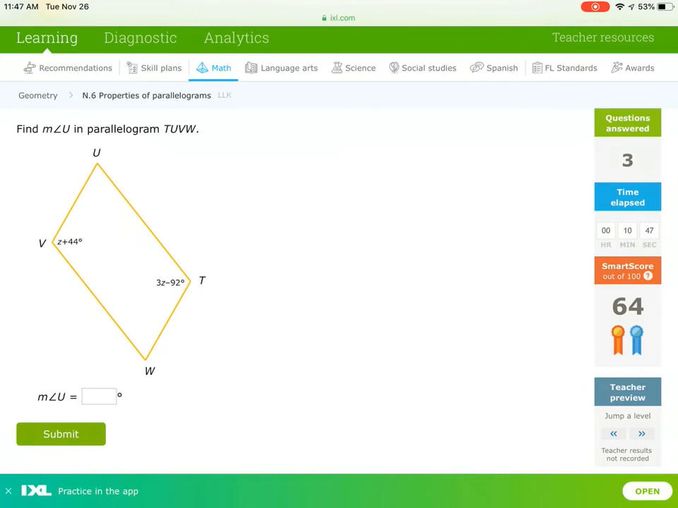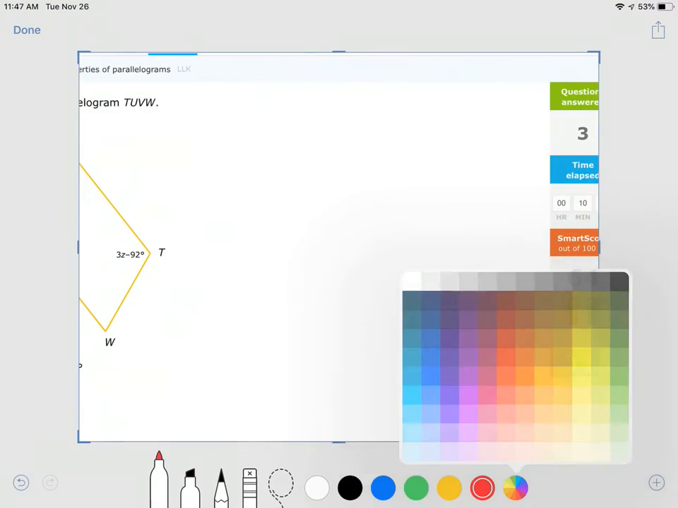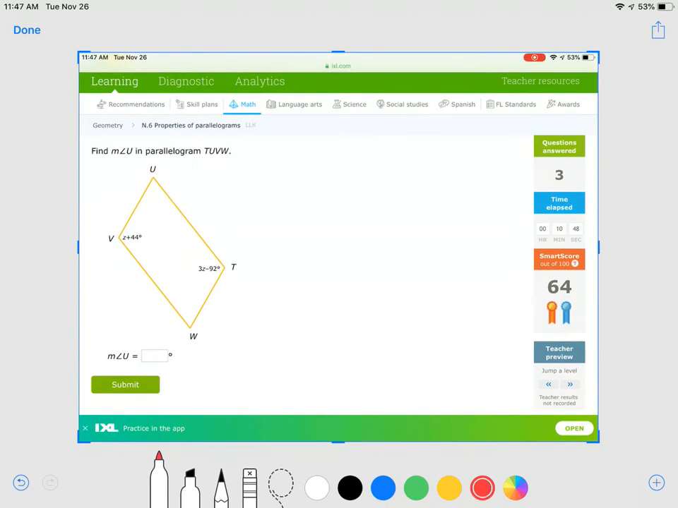Anyways, what I was going to say is Z is 68, but they're not asking for Z. They're asking for measure of angle U. So there's actually quite a bit left in this problem.